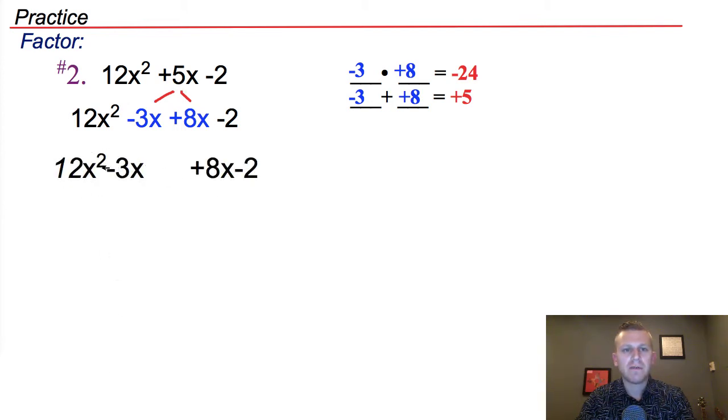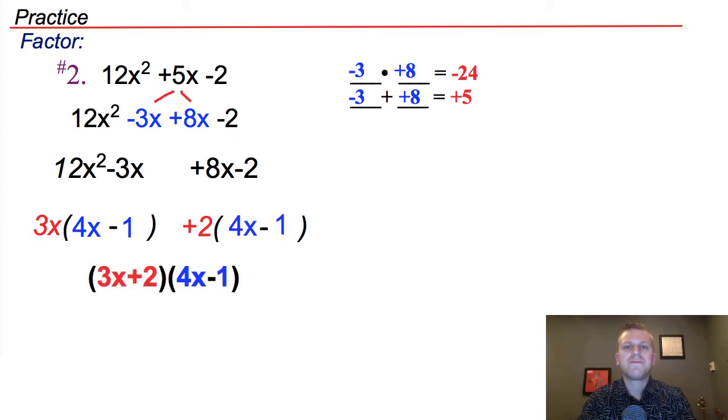Now factor by grouping, find the GCF of each pair. The GCF of the first pair is 3x, leaving me with 4x minus 1. I need to get 4x minus 1 as the binomial when I factor out this GCF. The GCF of 8x and 2 is just 2. When I divide 8x by 2, I do get 4x, and 2 by 2 is 1, leaving me with the factored form 3x plus 2 times 4x minus 1.